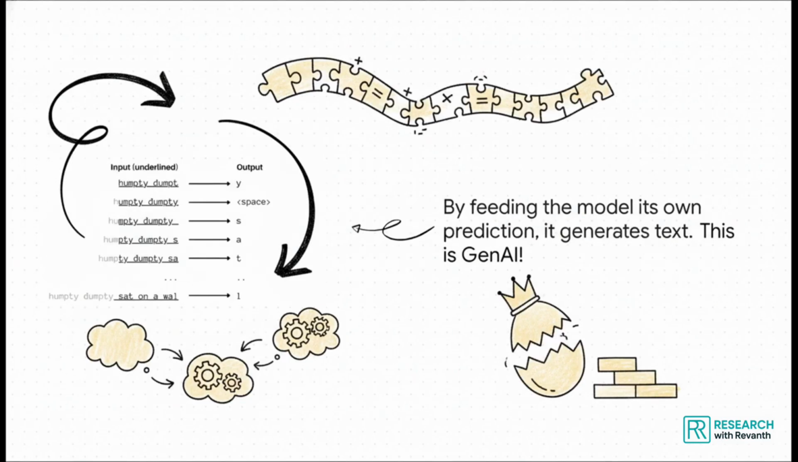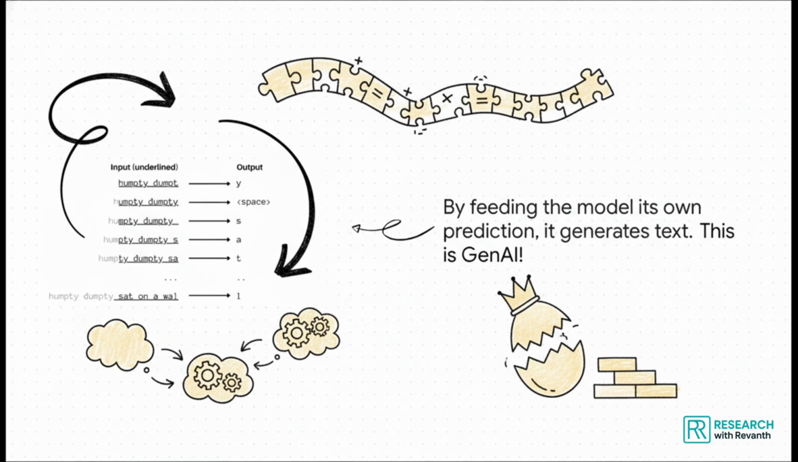Now this is where it gets really cool. This is the generative part. So the model predicts Y. What do we do? We take that Y, stick it on the end of our input, and feed the whole thing, Humpty Dumpty Y, back into the machine. Now it predicts the space. Okay. We feed that back in. Now it predicts S, then A, then T.